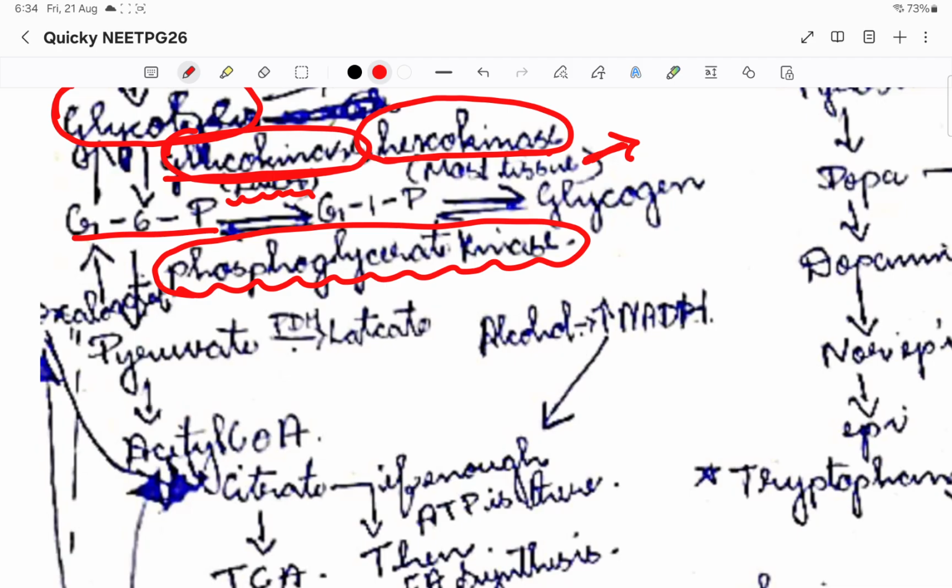Only the things that I tell you to remember is what you will have to note down, okay? Don't waste time. Phosphoglycerate kinase is a very important enzyme. I'll come back to you on why it is.